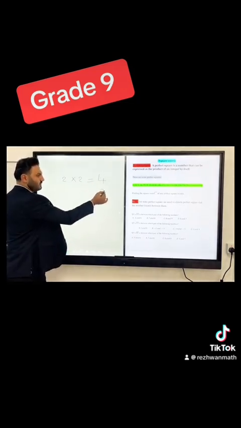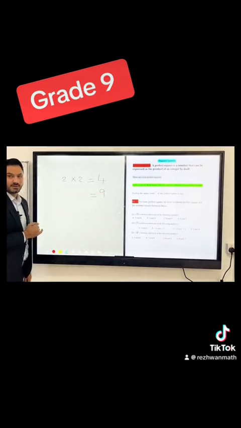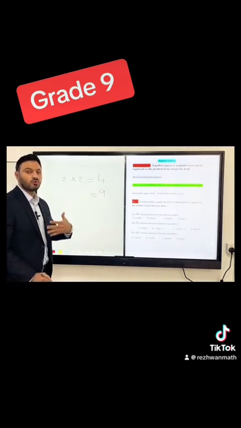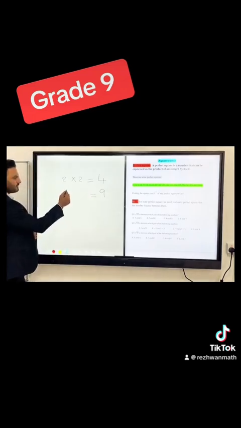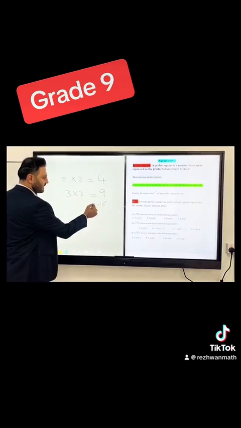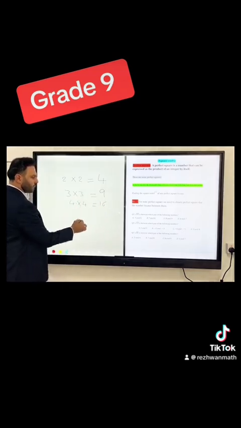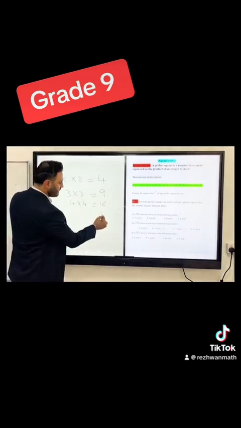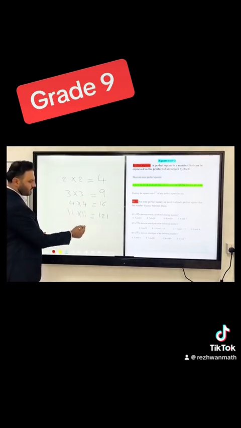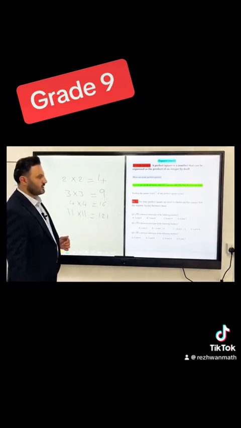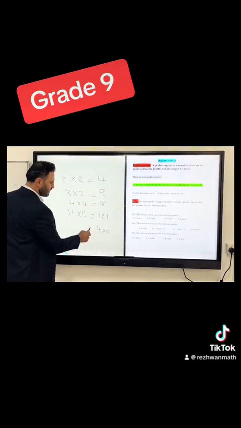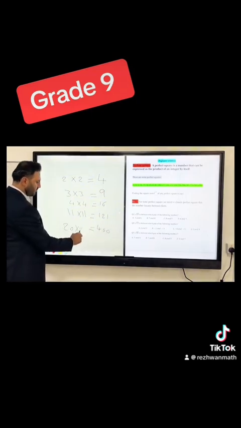And 9 is a perfect square. Why is 9 a perfect square? Because we can get it from multiplying two same numbers, or we can say from multiplying two identical numbers. We can get 9 from multiplying 3 by 3. And 16 is a perfect square because we can get 16 from multiplying 4 by 4. And 121 is a perfect square. Why? Because we can get 121 from multiplying 11 times 11, until 400. 400 is a perfect square because we can get 400 from multiplying 20 by 20.